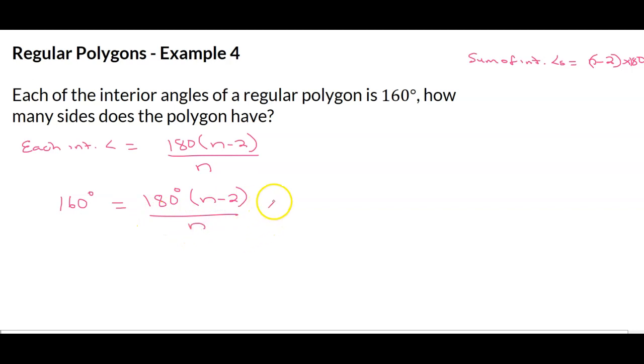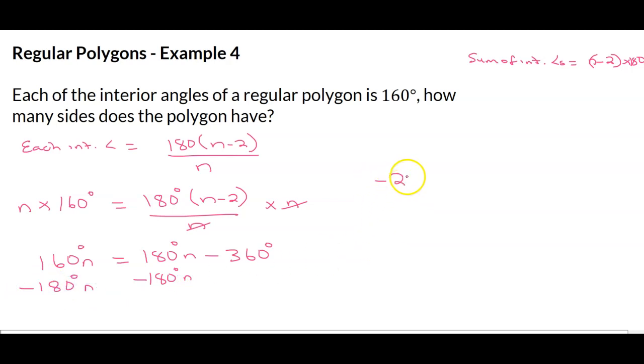We're going to multiply both sides by n to get rid of the denominator. So we have 160n is equal to 180 degrees n minus 360 degrees. Now we subtract 180 degrees n from both sides, and we end up with negative 20 degrees n is equal to negative 360 degrees.